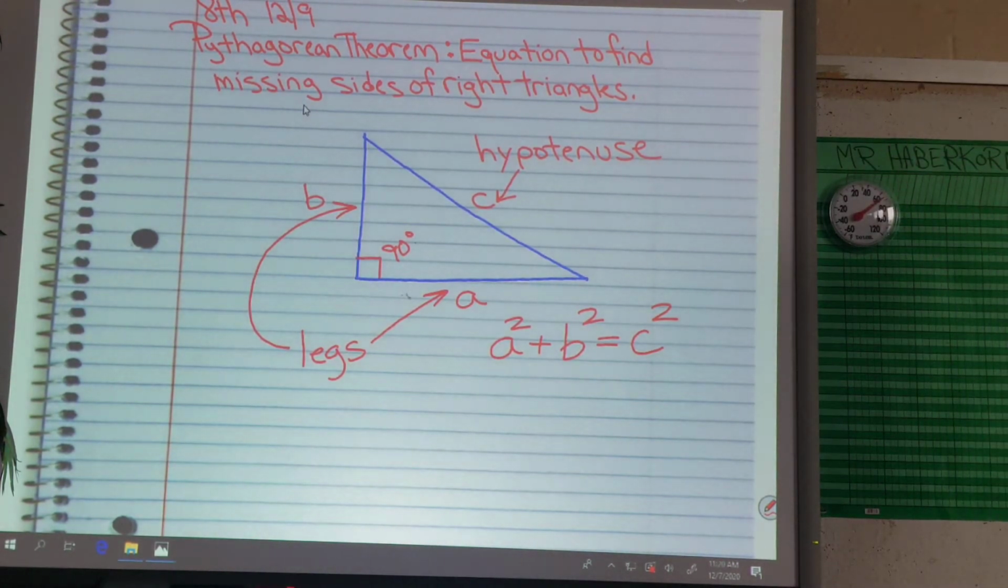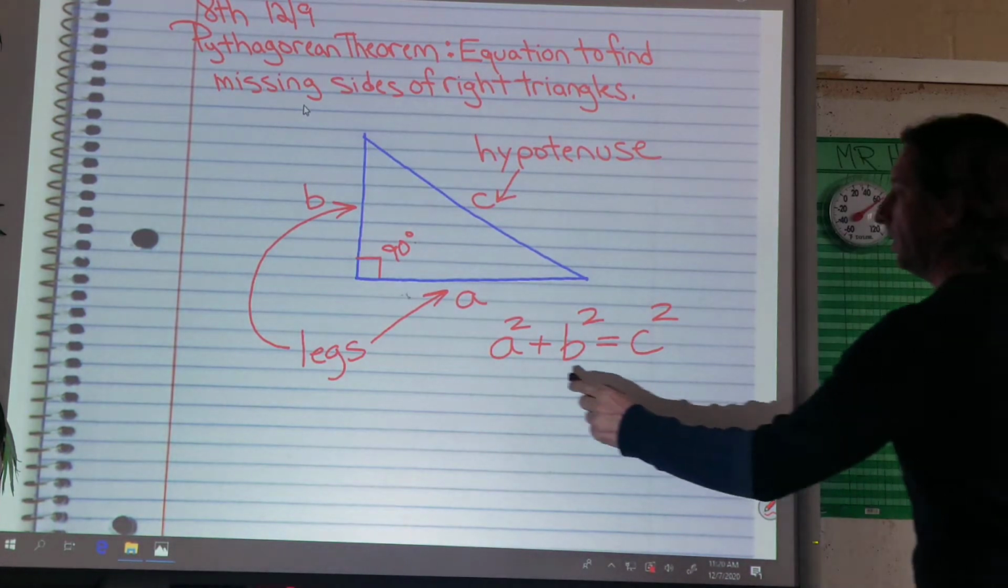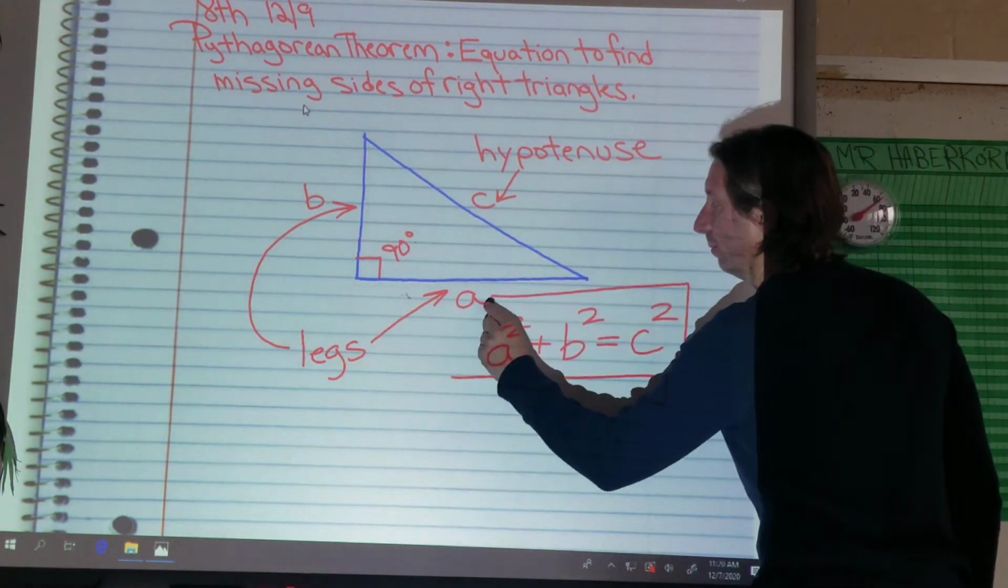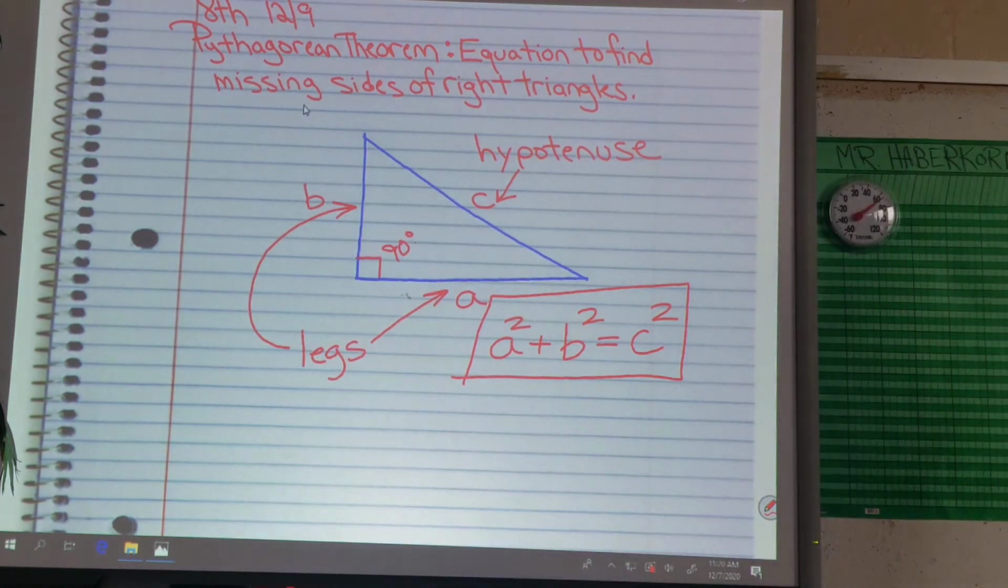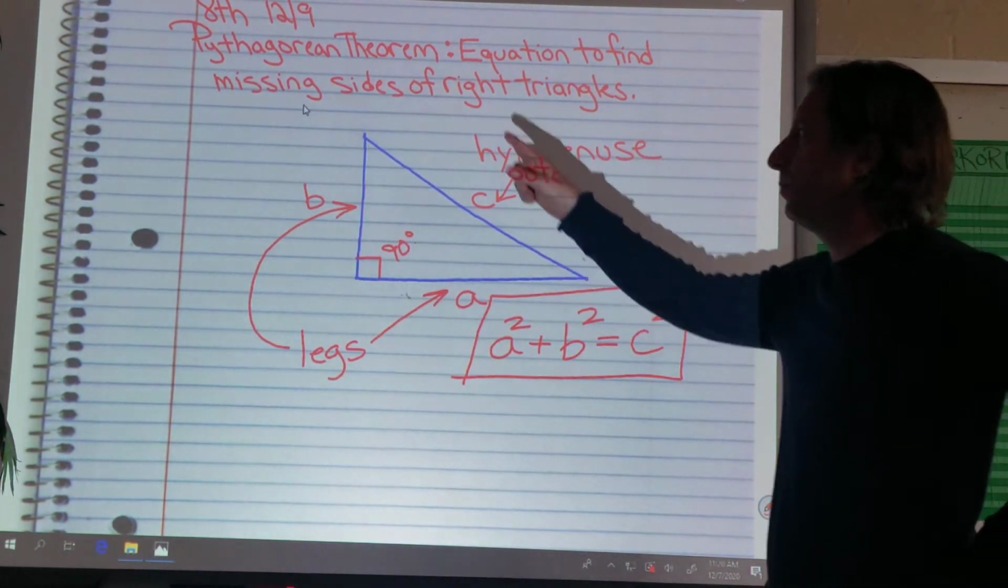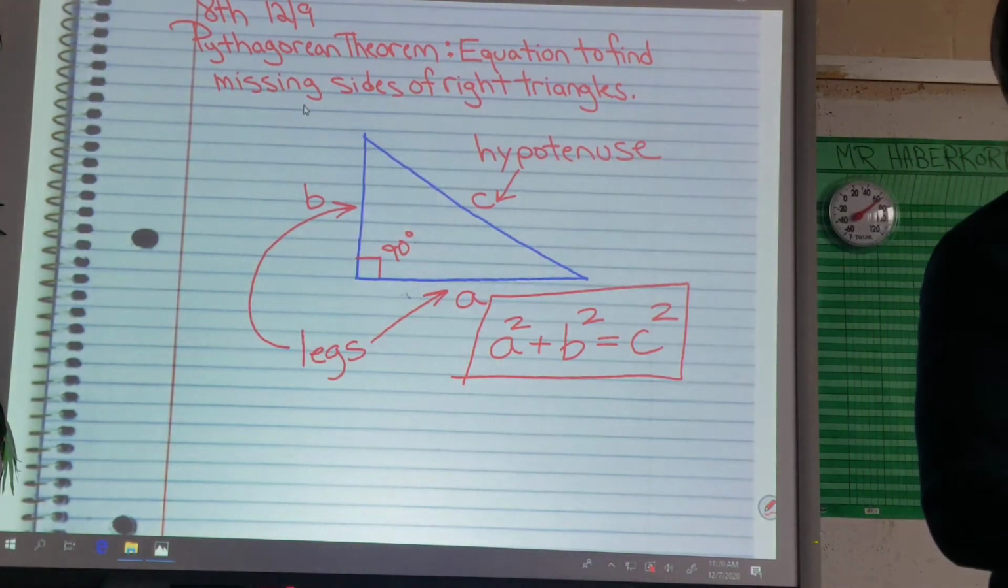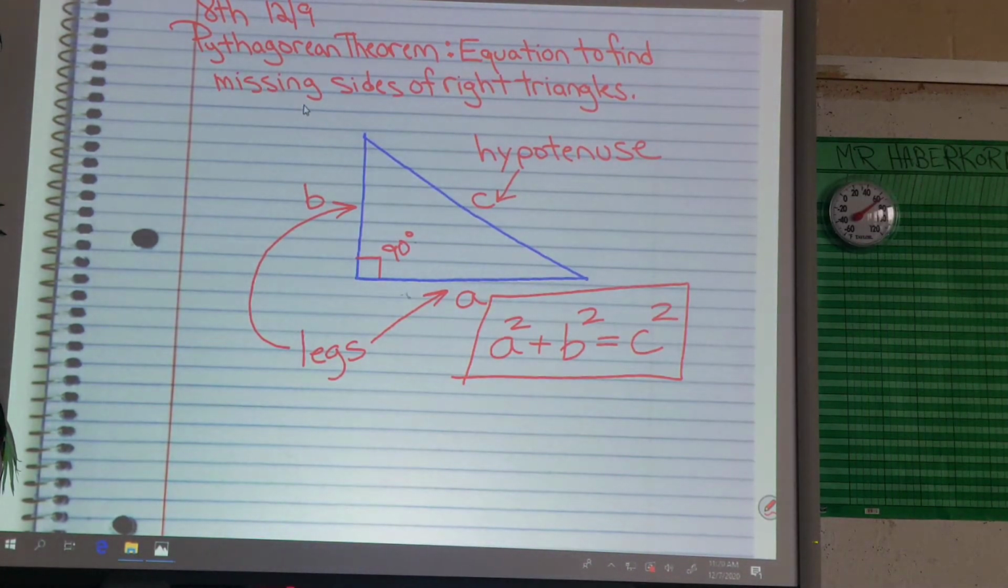So I need you to write all that down. This is the Pythagorean theorem. How he figured this out, I have no idea, but he did. And it always works with the right triangles. So get all that written down as neat as you can, big in your notebook. Make sure you spell hypotenuse right. Make sure you spell Pythagorean theorem right. I'll give you guys a minute to do that. Okay.